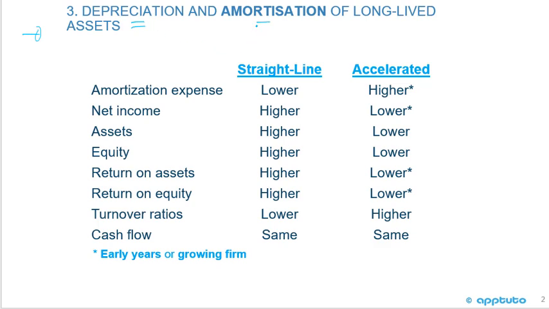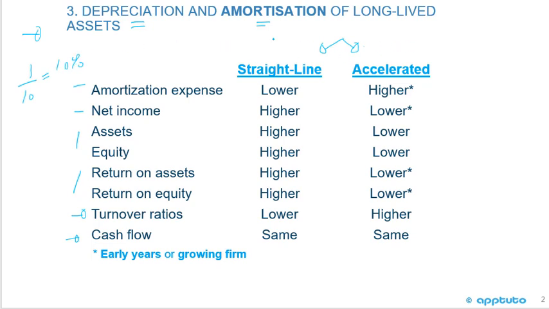Now we're talking about amortization, so the choice of the method, straight line versus accelerated, how does it impact the amortization expense, therefore the net income? Then we look at the balance sheet, assets and equity, return on assets and equity, turnover ratio, and finally the cash flow. So recall, for the straight line, if we were looking at 10 years, the depreciation rate would be 1 divided by 10 equals 10%, okay?